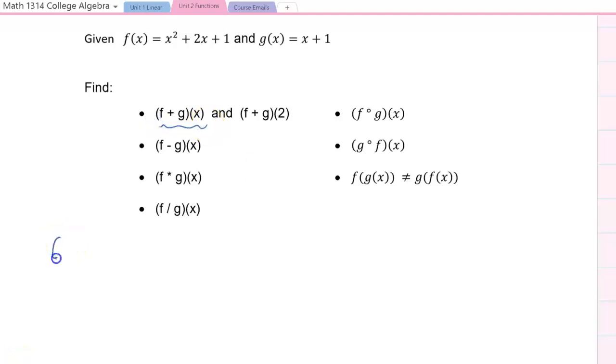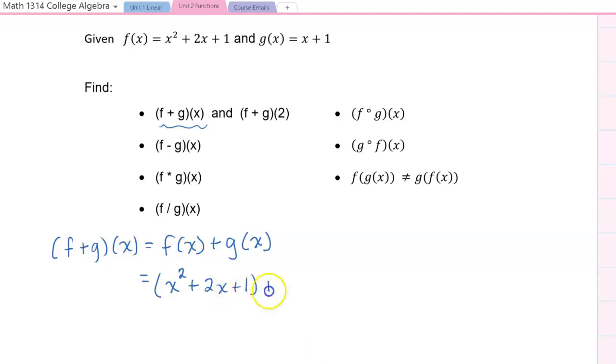Notice that the parentheses f plus g, then parentheses x, is the same thing as f of x plus g of x. In order to add these functions, we need to add like terms. Therefore, for this example, we're going to write f of x plus g of x by substituting what we know for f of x, which is x squared plus 2x plus 1, and notice that I placed f of x in parentheses to show my substitution, plus g of x, which is x plus 1, also in parentheses. Since we are adding, we can rewrite the equation without parentheses, and then adding like terms, we get x squared plus 3x plus 2.